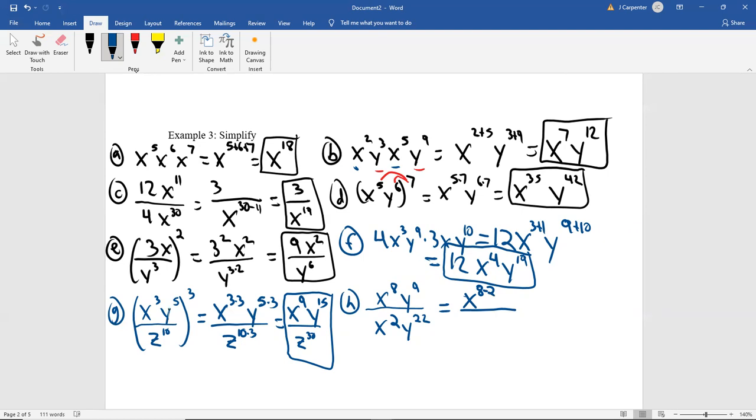How about the y's? Where are there more y's, the top or the bottom? Bottom. So that'd be y to the, and then bigger number, 22, minus the smaller number, which is 9. 8 minus 2 is 6, that's x to the 6th. And then over 22 minus 9 would be y to the 13th.